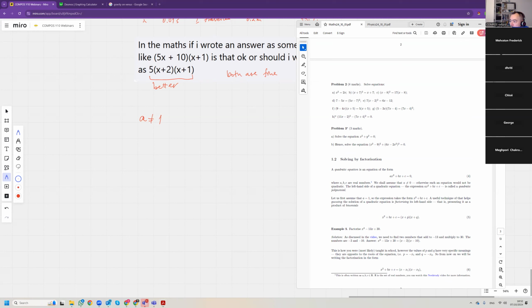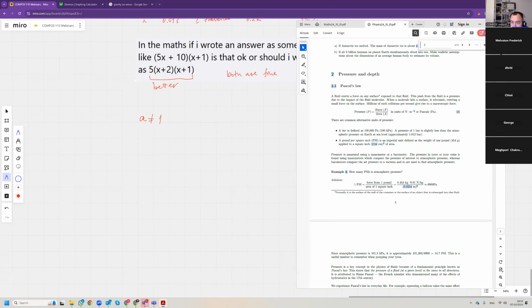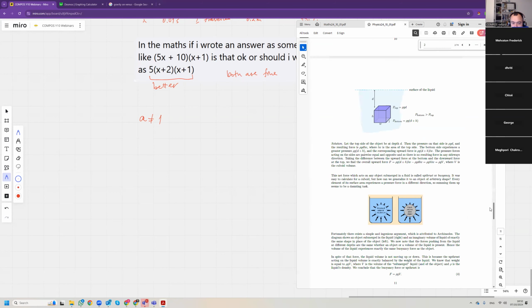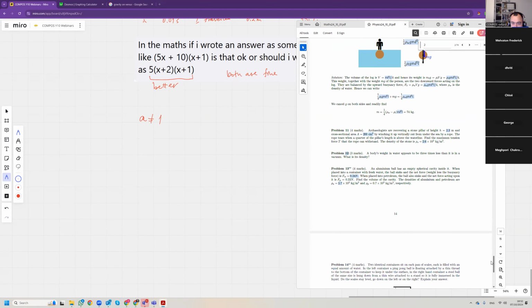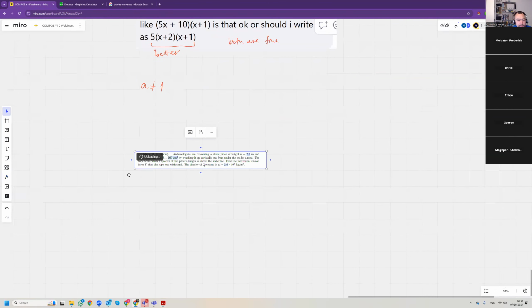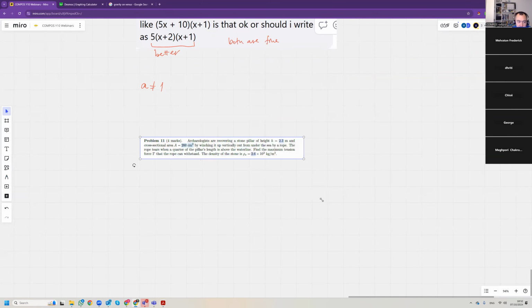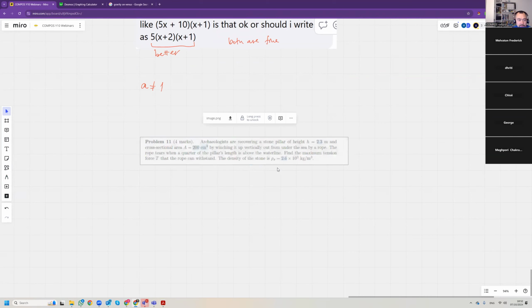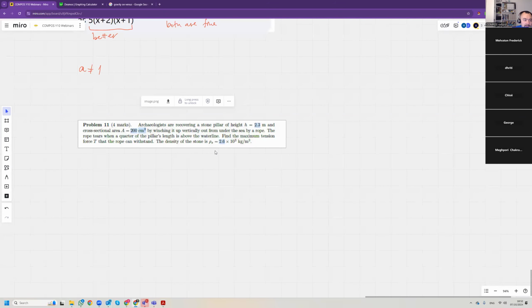And can you please explain question 11 in physics? 11 in physics. Okay, that's a good one. So a good diagram always helps. So you have a stone pillar.